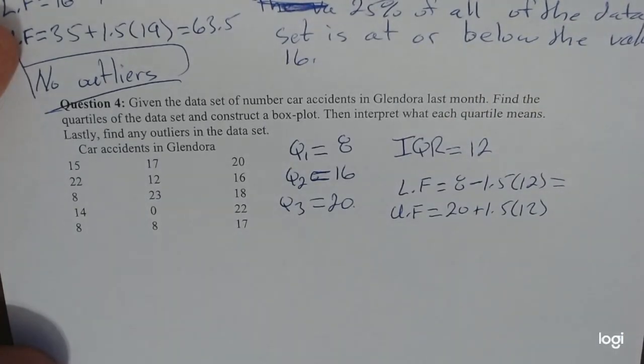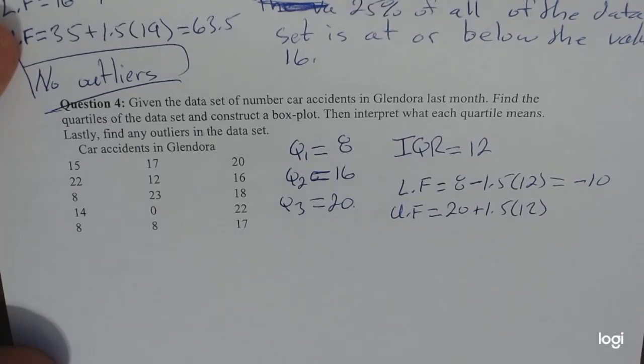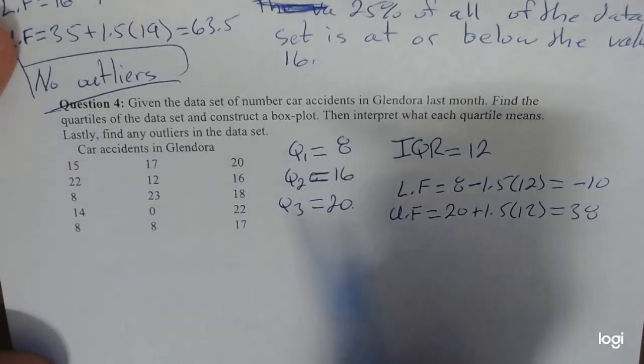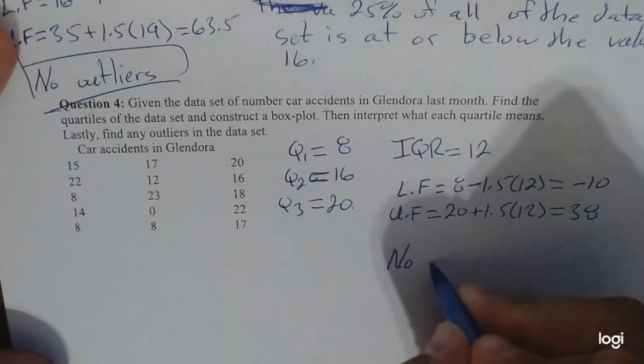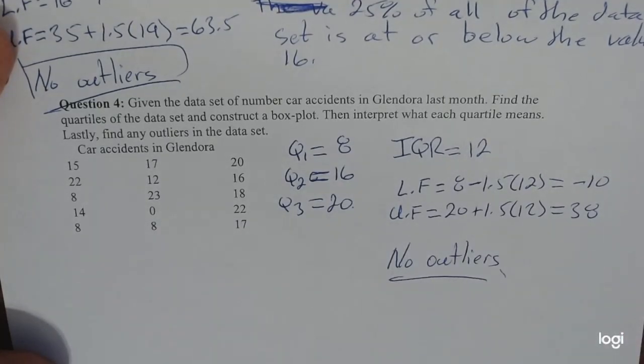So let's see what we get for our lower fence. We get negative 10. And for our upper fence, 38. So do we have any outliers? Hopefully say no, right? There's no numbers in our data set that's less than negative 10 or greater than 38. So just like the last one, we have no outliers. Okay. And that's it for these two sections. Pretty straightforward.